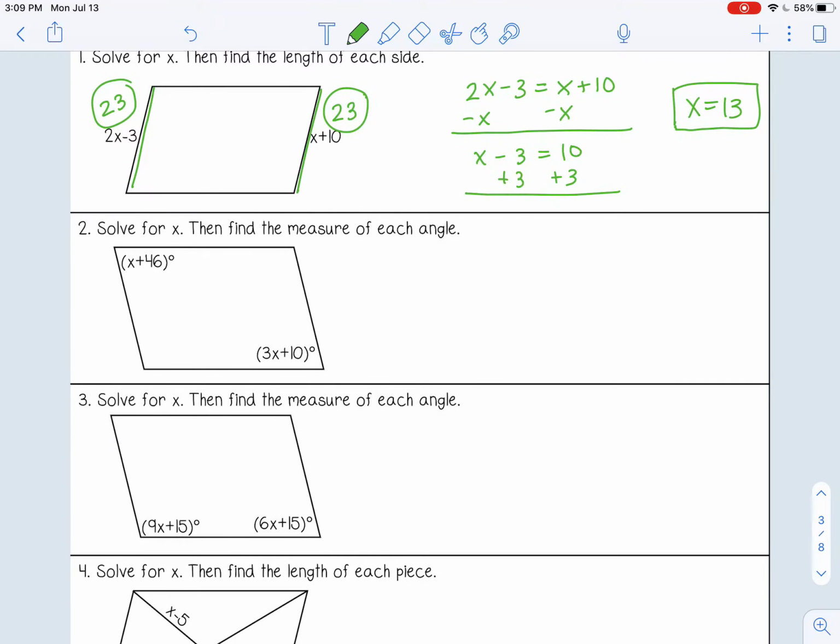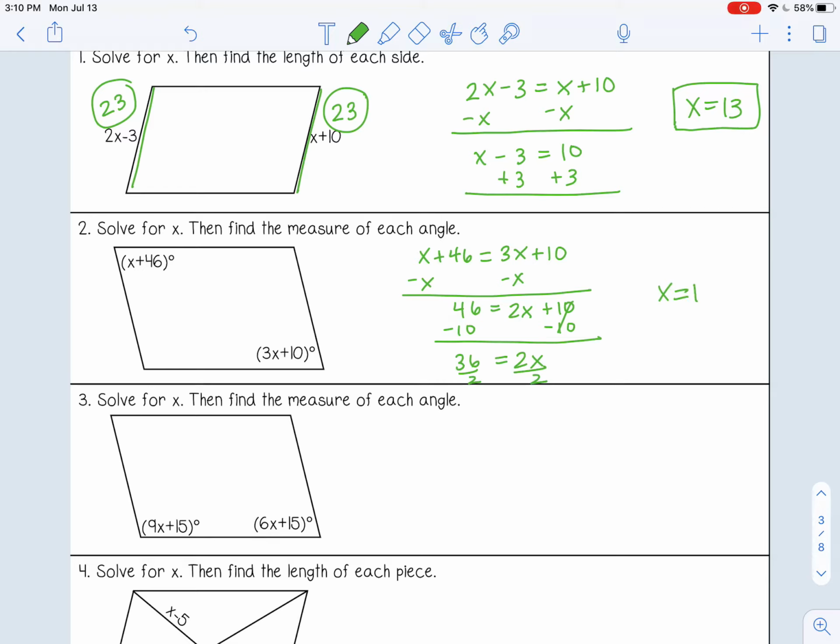All right, in the next problem, solve for x and then find the measure of each angle. So these angles are opposite, which means they are congruent. So we can set the expressions equal to each other. You don't need the parentheses and you don't need the degree symbol. Okay, so I'm going to subtract x from both sides. Then I'm going to subtract 10 from both sides. And then divide by 2. So x equals 18.